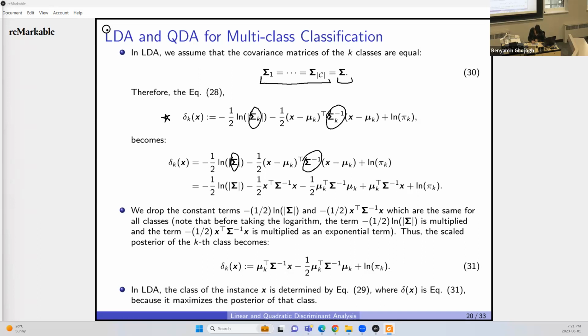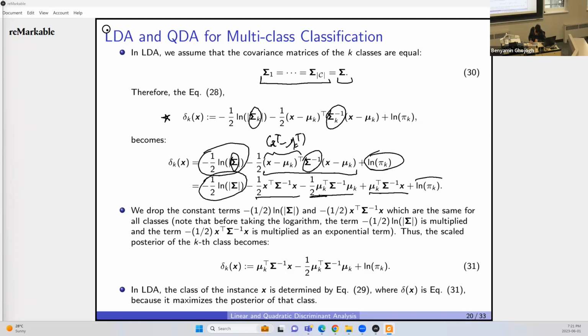Then what happens? I write this as (x minus mu_k) transpose. Then I multiply the terms of these to each other. I will simplify it into these three terms. So this term is repeated here. This last term is repeated here. This term is broken into these three. Now again we drop this. Why can I drop this? It doesn't depend on k.